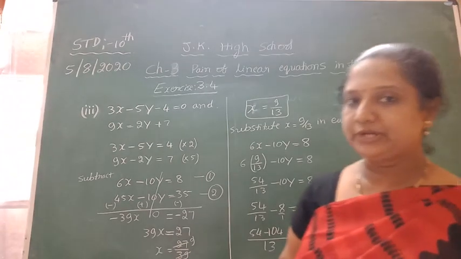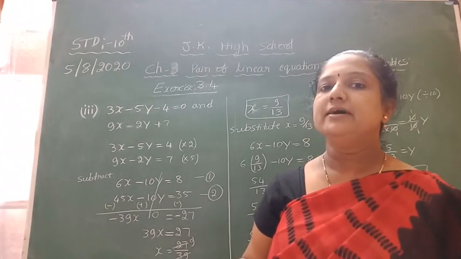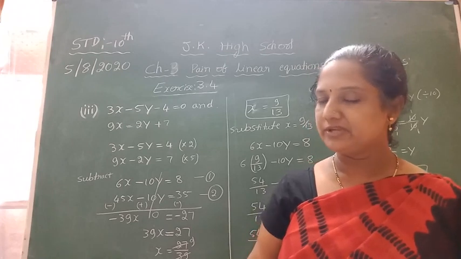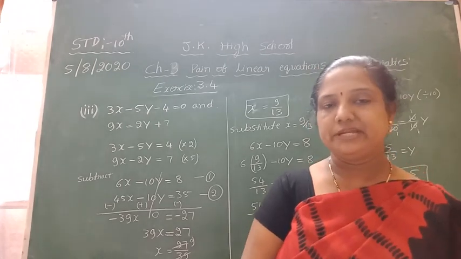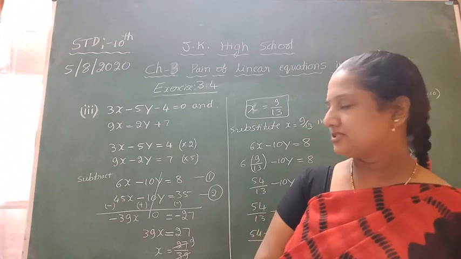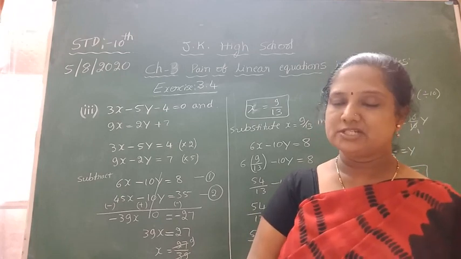So we have to do it in this method, the elimination method. Elimination method means by removing one of the variables, we can find out our other variable value. So this is the way of solving by the elimination method. Children, copy it all.